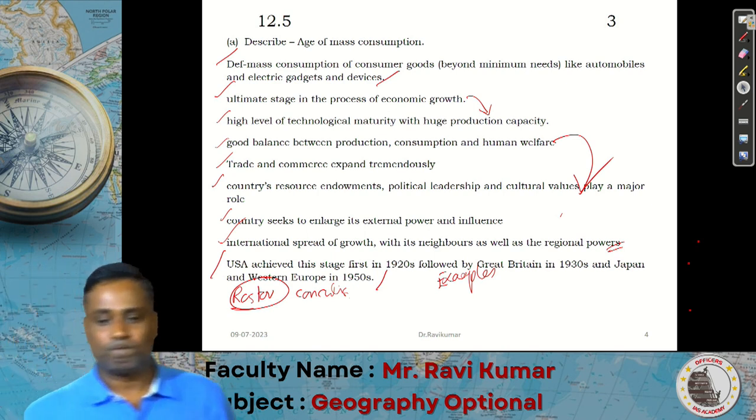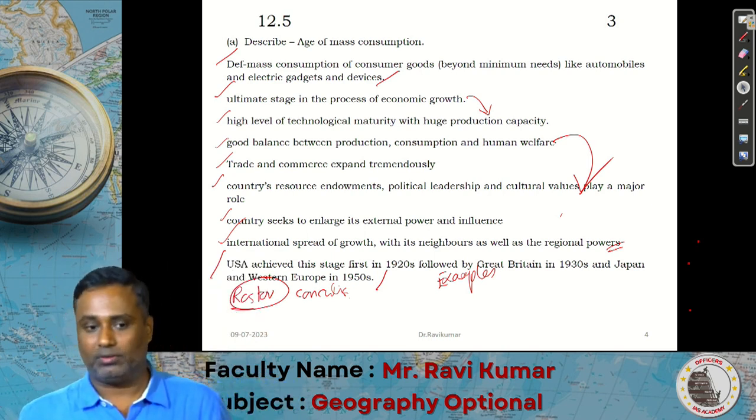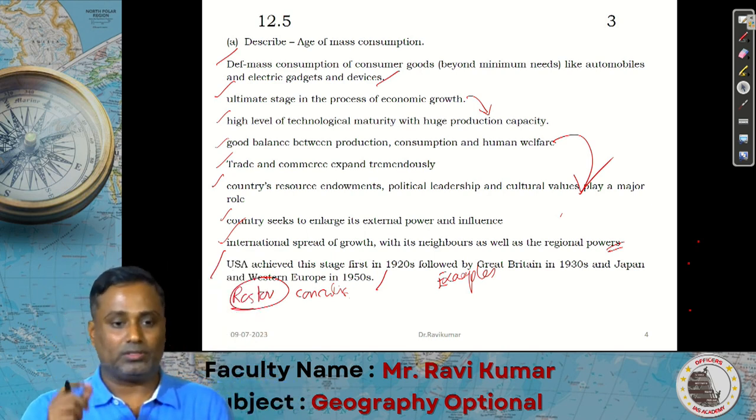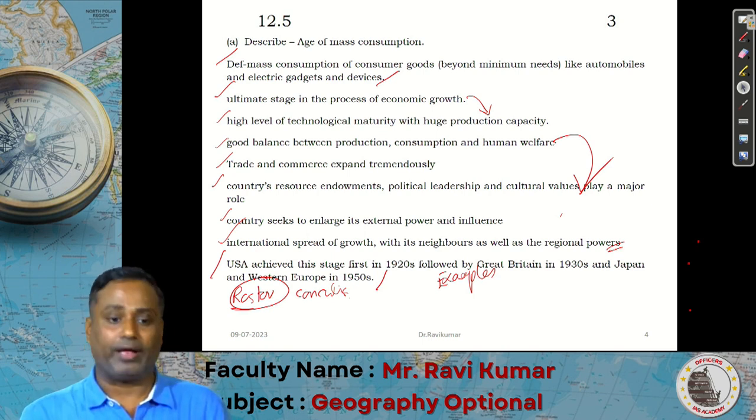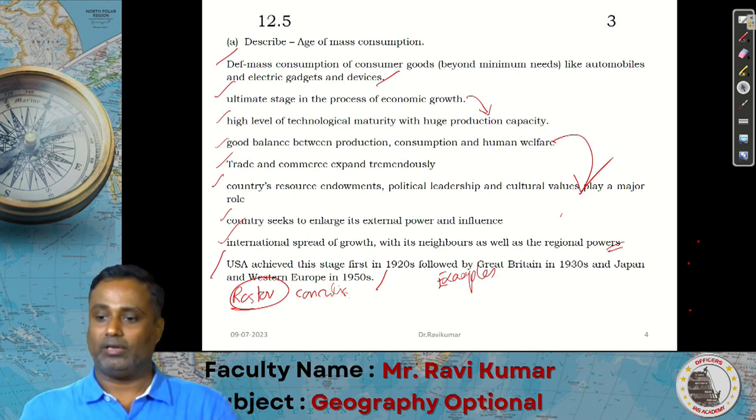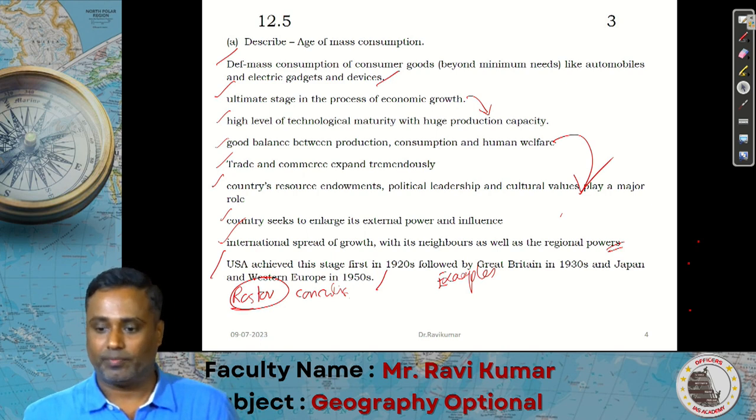Got it? So whenever you see a question in a question paper, just find out which type of question it is. Based on that, you have to answer. We should not write whatever we are seeing, whatever we are able to write. Right?